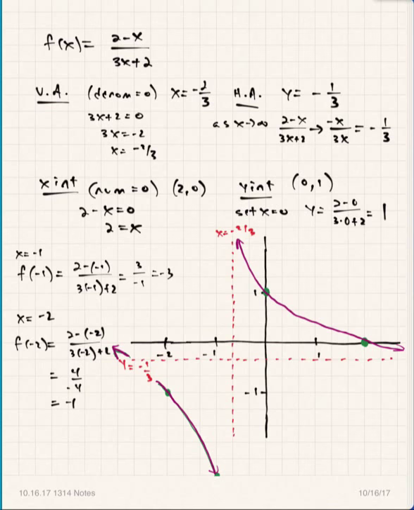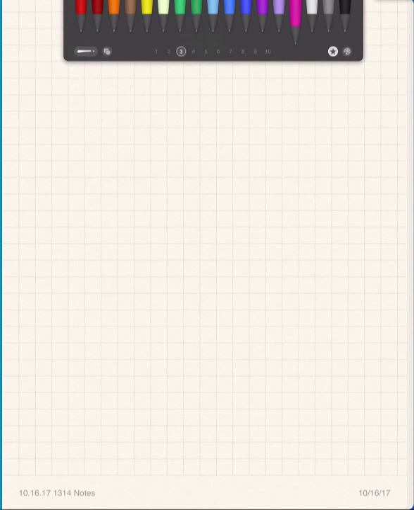All right, so let's finish this look at rational functions here with a graph that's a two-branch graph. So let's say we have f of x is equal to x minus 1 over x squared minus 9.